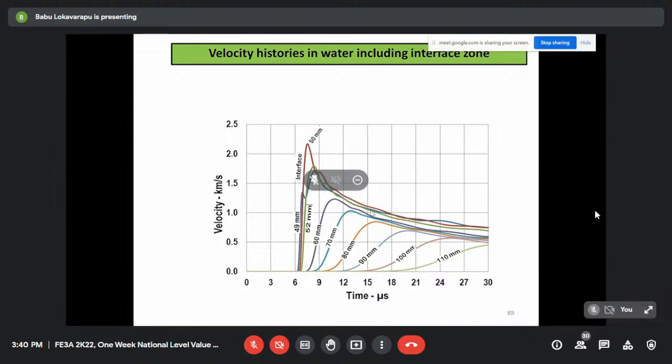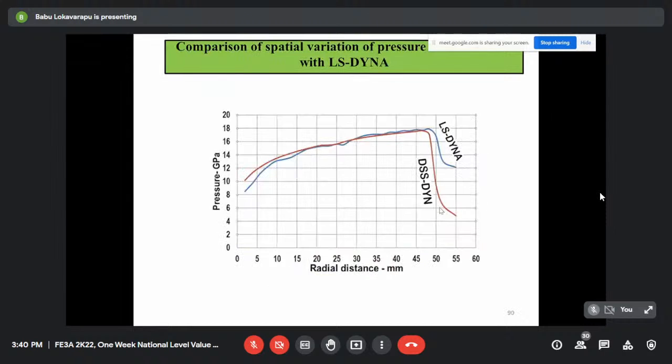Now you can see the velocity also, like the velocity variation in water is here. At 49 it is very high. The interface is this. Once in the water, now you see how the velocity varies, and compared to the pressure, you can see the values here, how it is going to vary. The shock wave is traveling through the water medium.